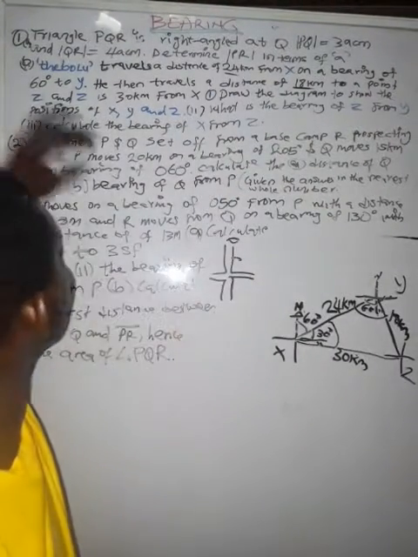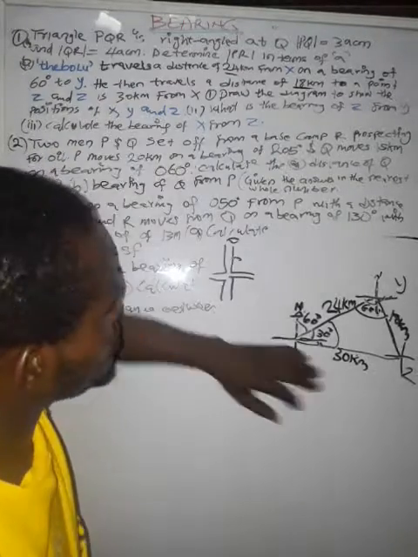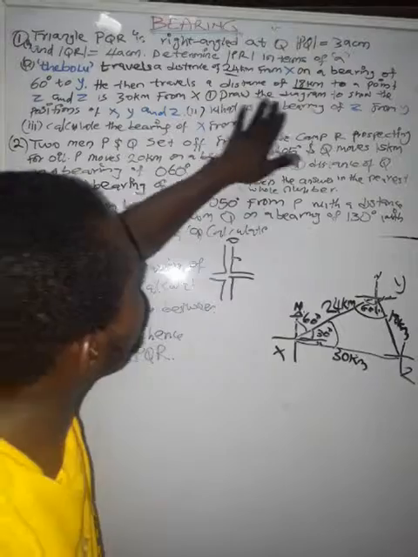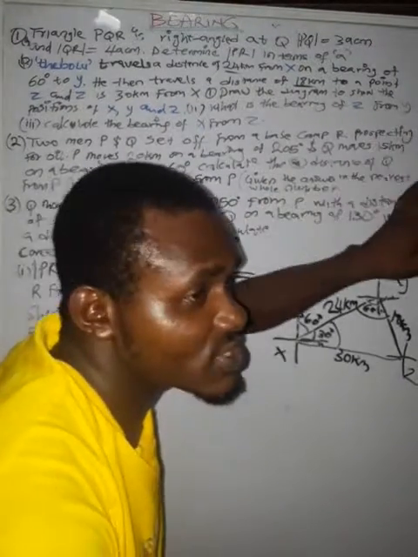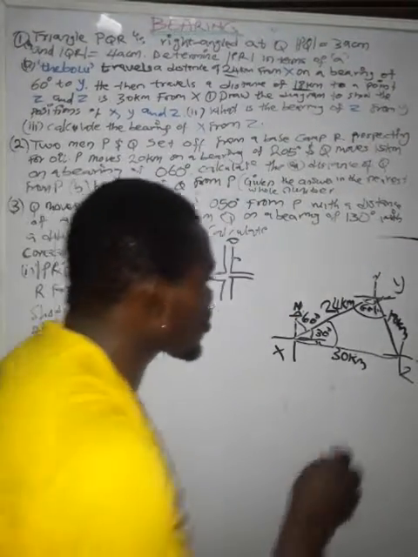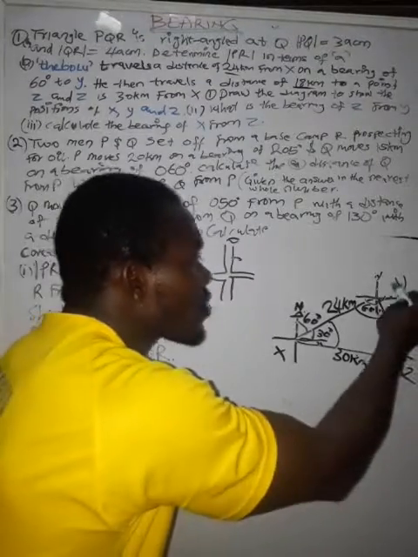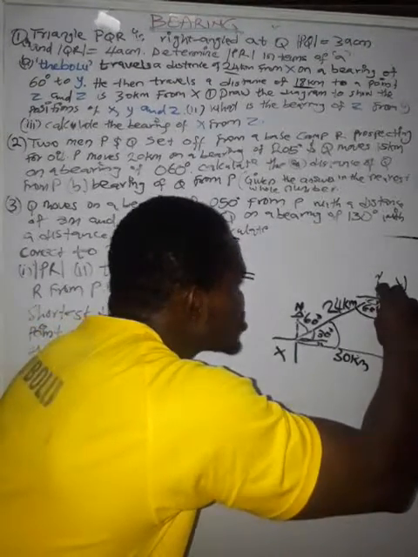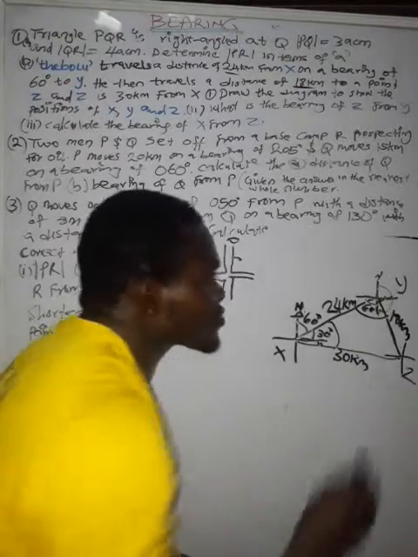So the first question is to draw the diagram to show the position of S, Y, Z. So this is the diagram. The second question: what is the bearing of Z from Y? You see now, what is the bearing of Z from Y? Which means you have to calculate a bearing from this edge to this point. So that is what we need.